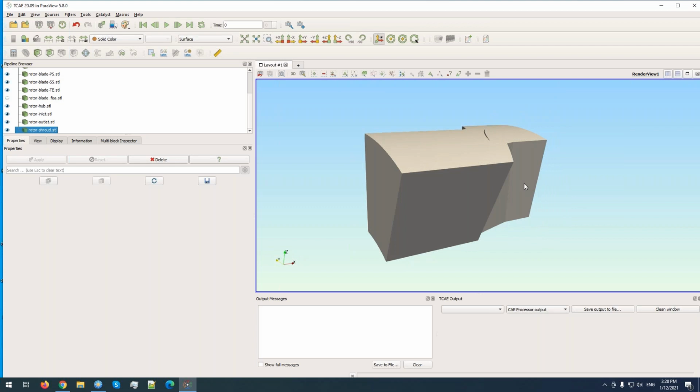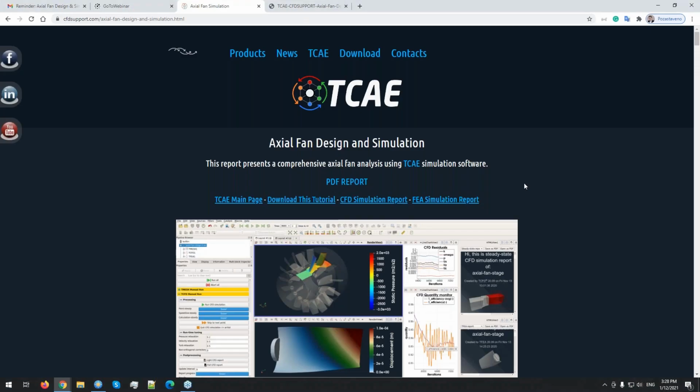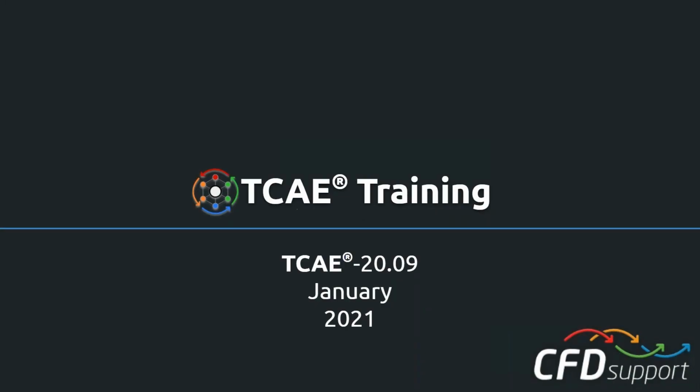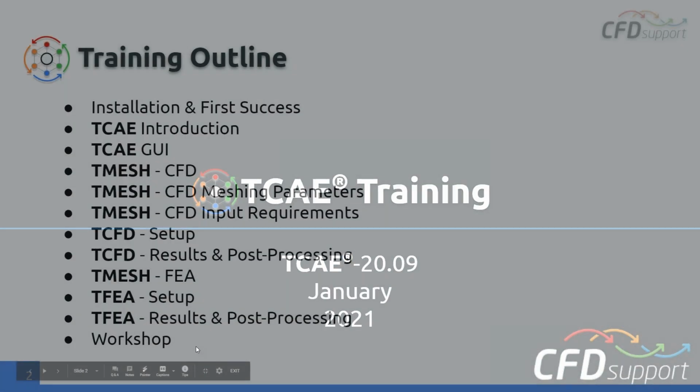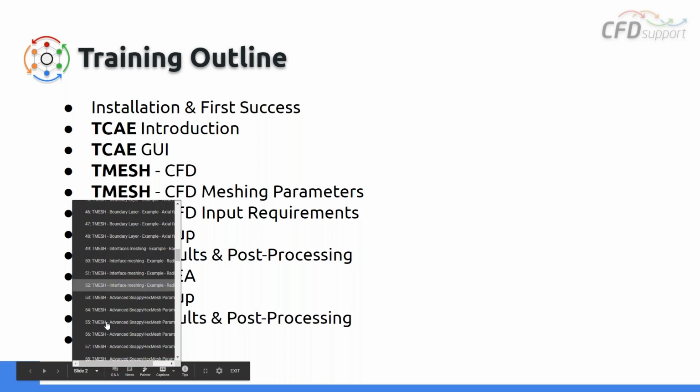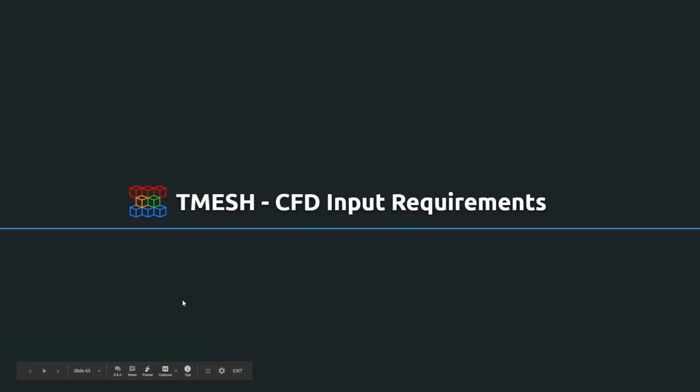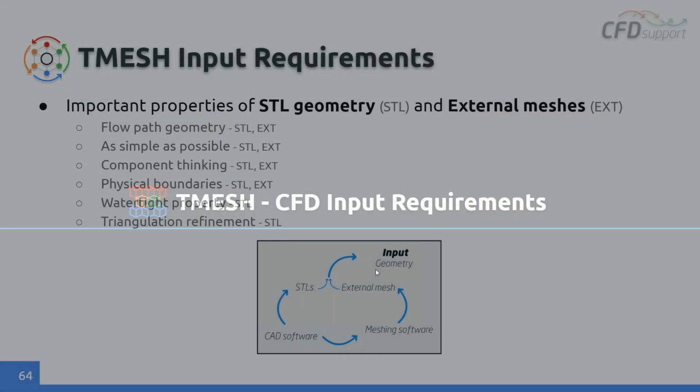Before we go for the meshing, I would like to emphasize some general input requirements because they are not generally known, particularly for TCAE purposes and for meshing purposes in TCAE. So let me go to the slide where it is explained a bit. I will go very quickly.